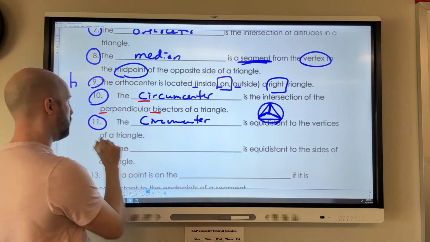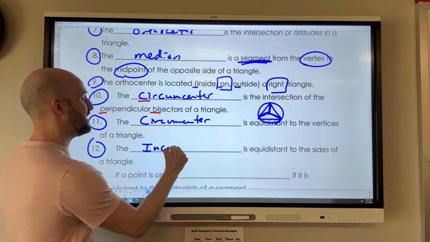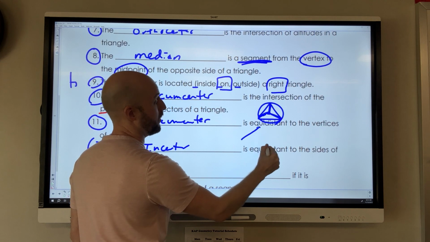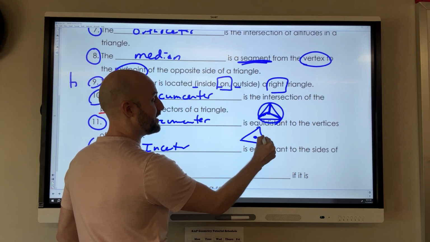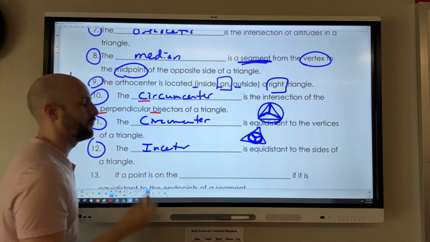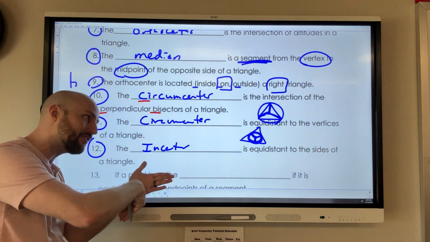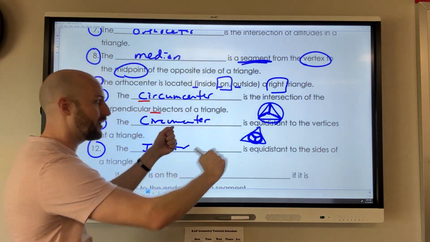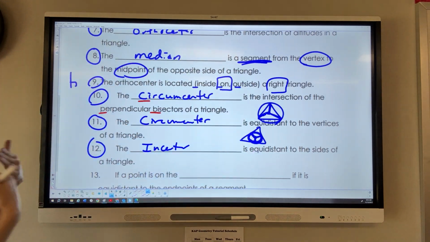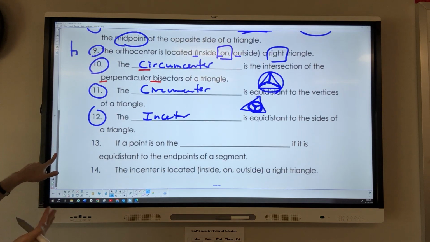And then the one below it, number 12, it's the in-center. I almost drew a circle. Oh, I did draw a circle. What we find is equal to the 3 sides, it creates an inside circle in there. So the in-center has the inside circle, the circumcenter has the circumference outside circle. And I'm just trying to tell you things that I say to myself to remember all of these things.